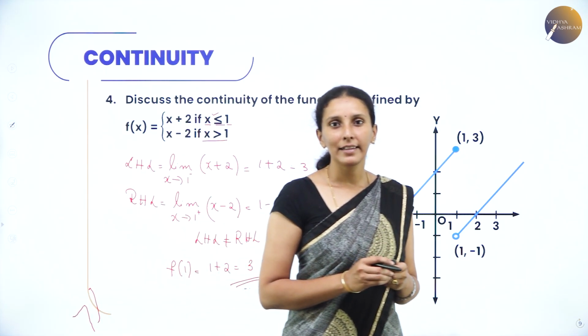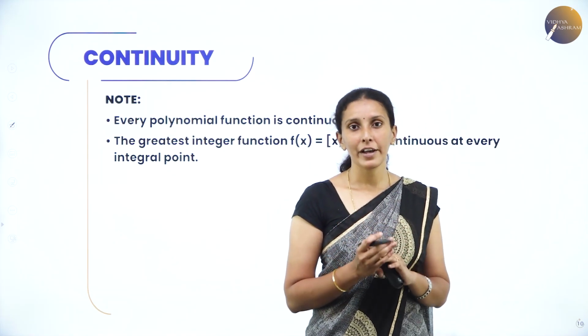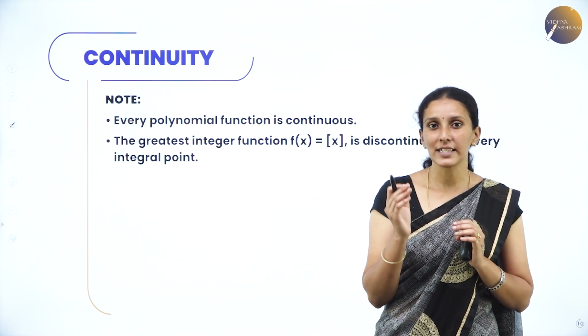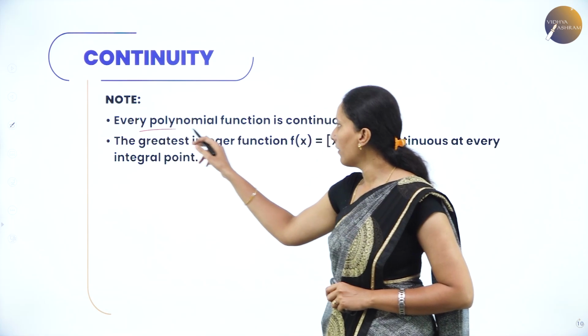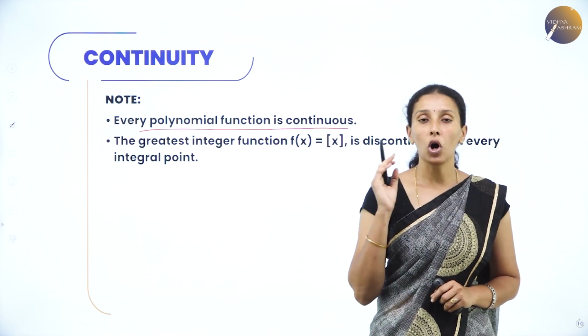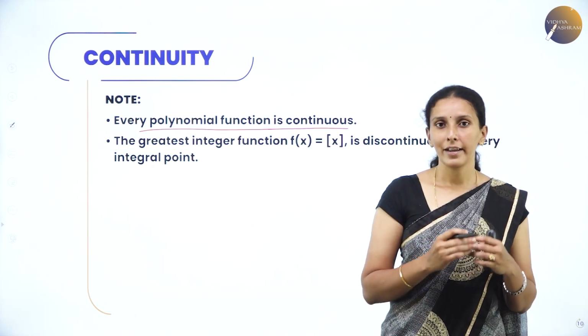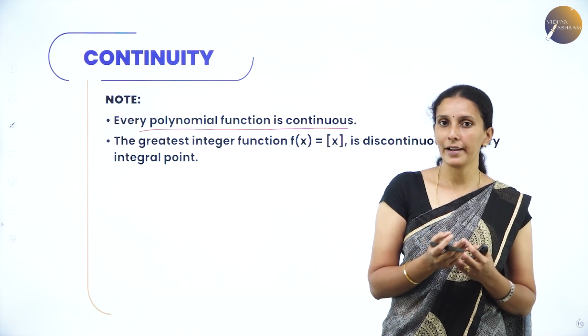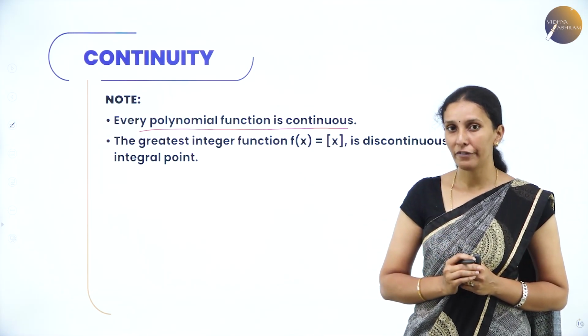Other than this, we come across many types of functions. We can also verify or prove how a function is continuous. So here are some examples. Every polynomial function is continuous. So all the polynomial functions, be it linear, quadratic, cubic or biquadratic, any type of polynomial function is always a continuous function.